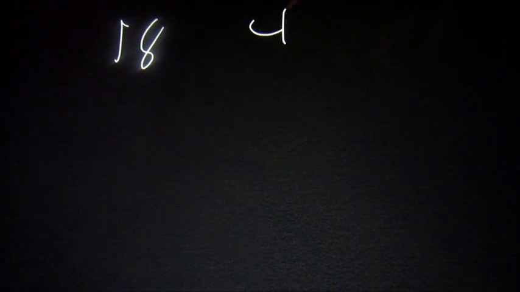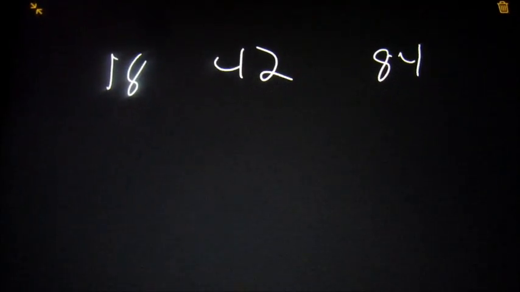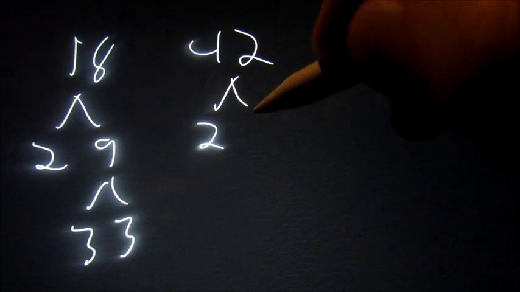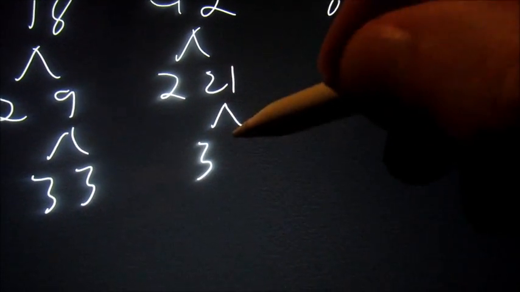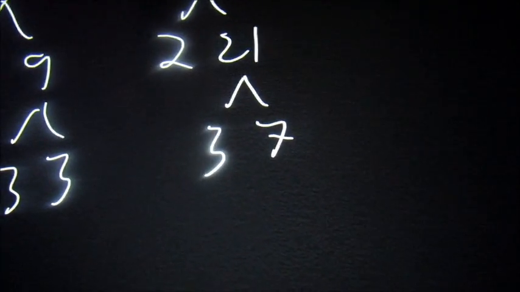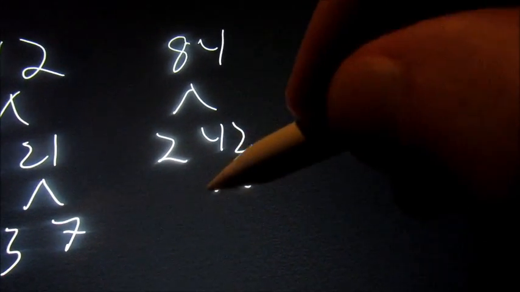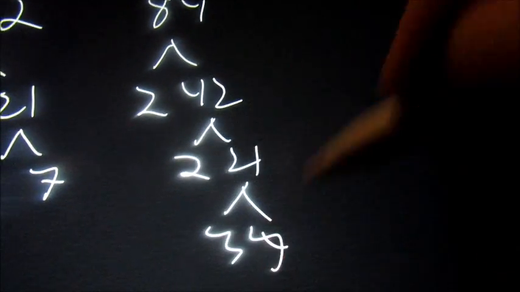Okay, so I'm going to do one with 3 numbers. We have 18, 42, and 84. I'm going to first do this with the factor tree. So 2 will go into 18 9 times, and then that's going to be 3 times 3. 2 will go into 42 21 times. 2 won't go into 21, but 3 will, and it goes in 7 times. 7 is a prime number, so that's where we stop. 2 will go into 84 42 times, and then 2 will go into 42 21, and then 3 and 7.